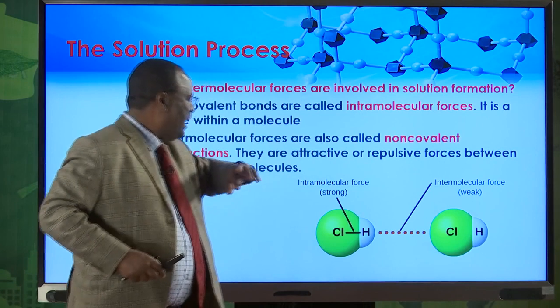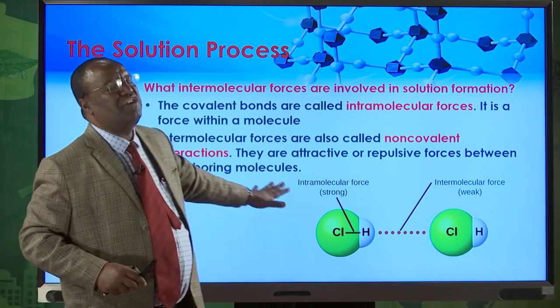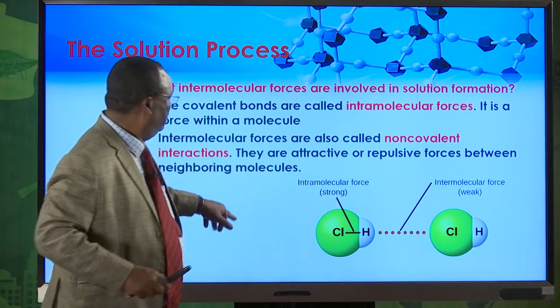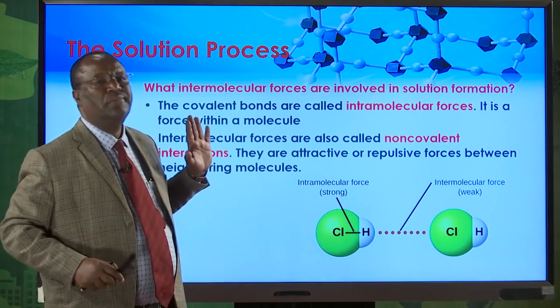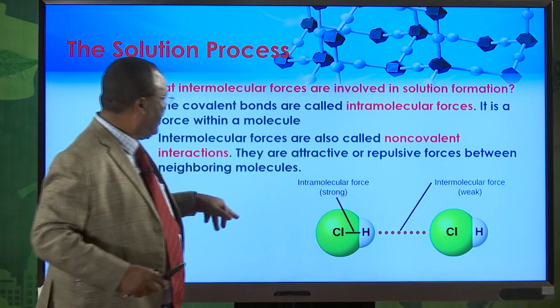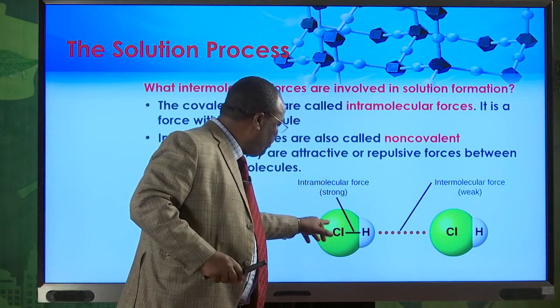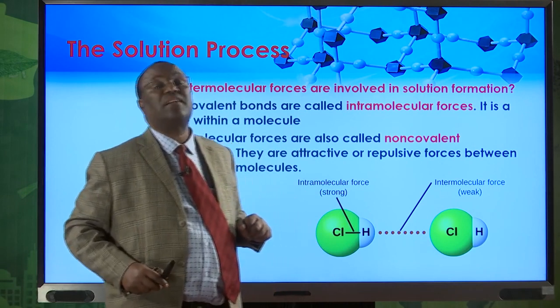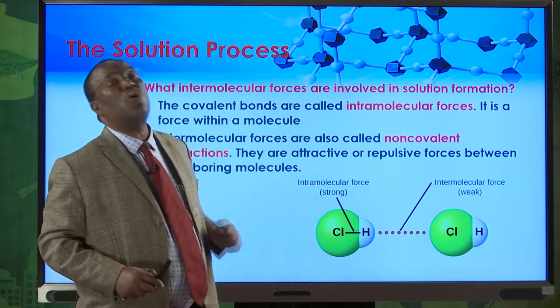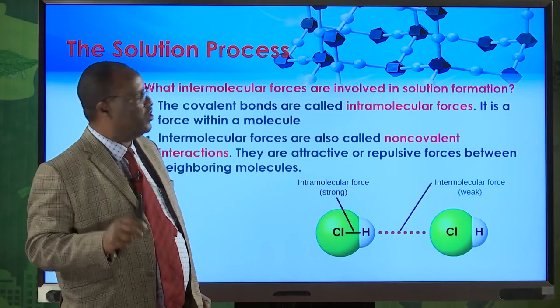This is a hydrogen chloride molecule. The bond between chlorine and hydrogen is a covalent bond. The force of attraction between chlorine and the hydrogen is an intramolecular force of attraction. This is a strong force of attraction.